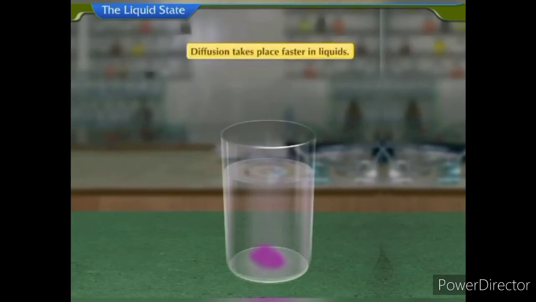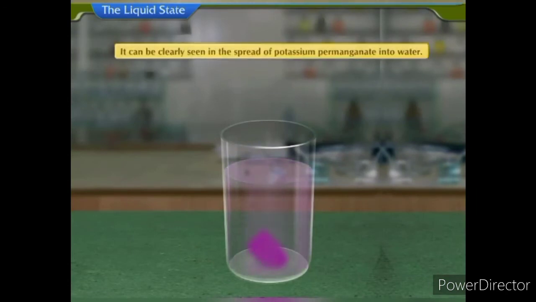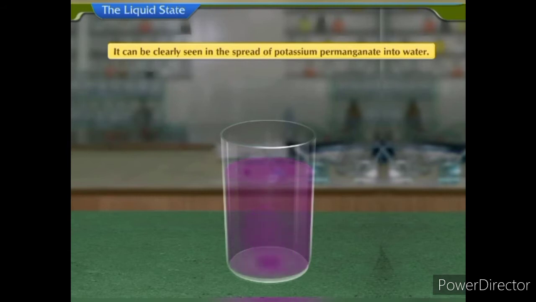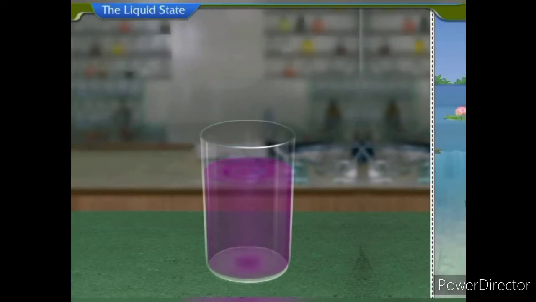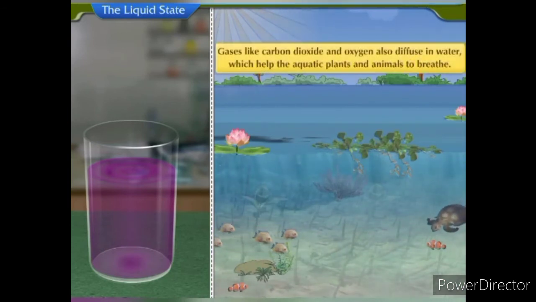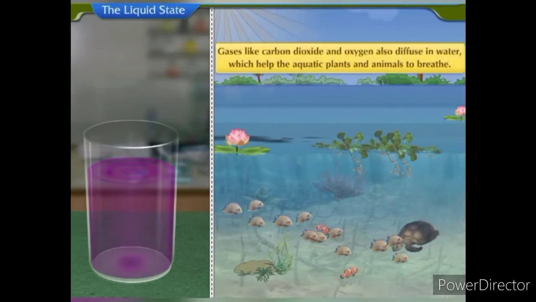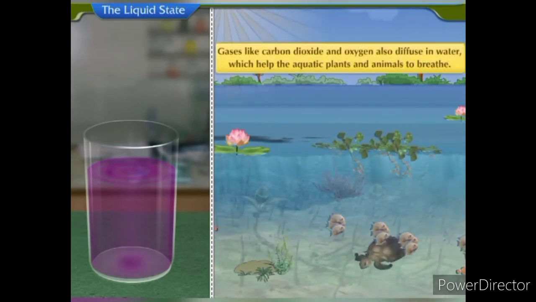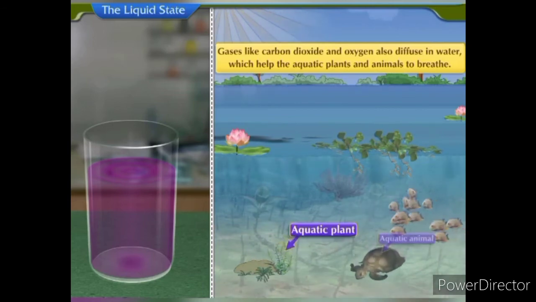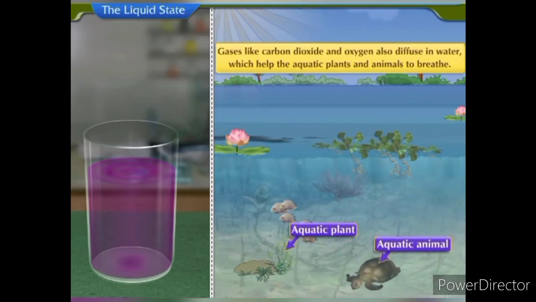Diffusion takes place faster in liquids. It can be clearly seen in the spread of potassium permanganate into water. Also, gases like carbon dioxide and oxygen diffuse in water, which helps the aquatic plants and animals to breathe.